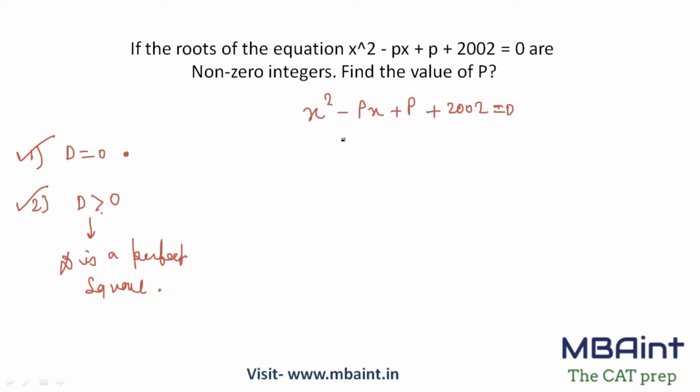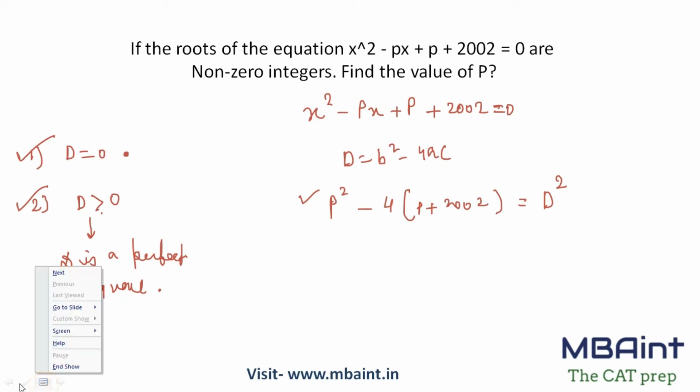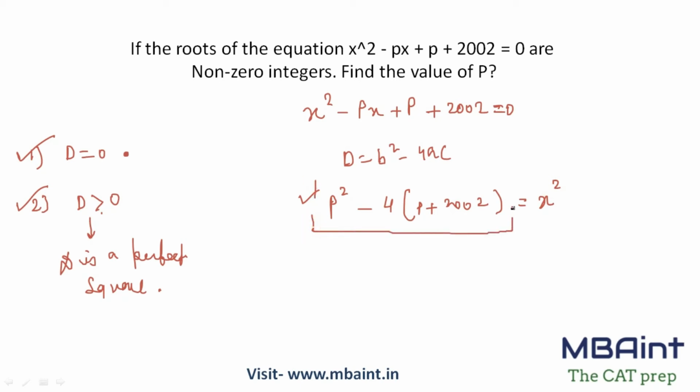Again I know that D is nothing but b square minus 4ac, so let's start solving here. In that case, it will be p square minus 4 times p plus 2002. And I know that this is nothing but a perfect square. I'll take this as, let's say, D square, but D square might confuse you a bit, so I'll take a different variable so that it becomes really clear to you. Let me take it as x square, indicating that this entire expression is a perfect square.